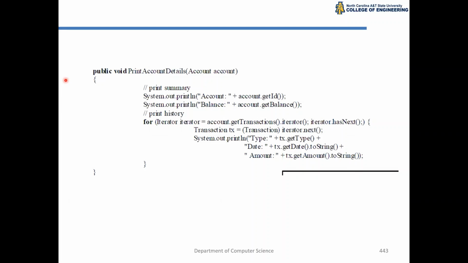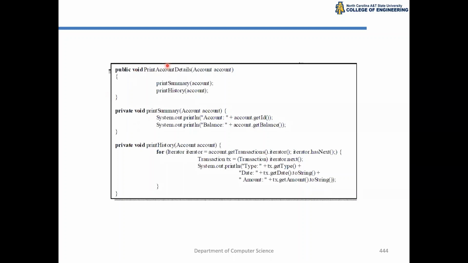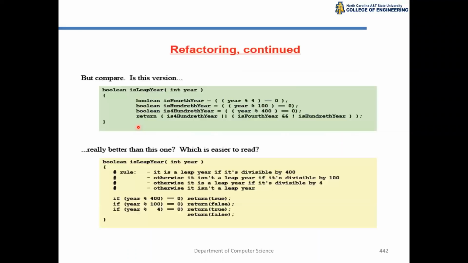Here we can see it is printing the summary and printing the history, right? So how about this: you make it three shorter methods. One only does the account details and calls the print summary and history, and you have two different methods for printing the summary and the history. Now it becomes highly cohesive, and we can understand the purpose of each method. This is called the extract method pattern.